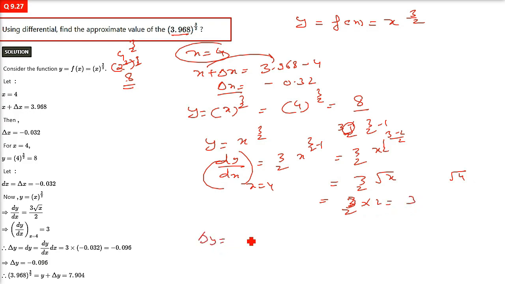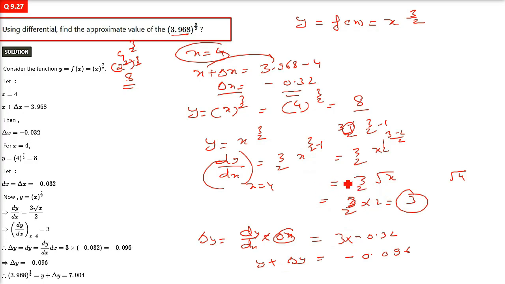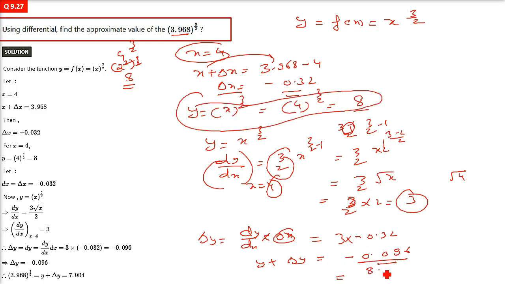So delta y will be equal to dy by dx into delta x. dy by dx is 3, just computed. And delta x already taken, 0.032. Actually, you have to multiply these two. 3 into minus 0.032 is minus 0.096. That is delta y. Now you have to add y plus delta y. You have y also, you have delta y also now. Just add these two. Y was 8, we have already computed that. It's plus delta y, but since delta y is negative, 8 minus 0.096 is 7.904. That's your final answer.